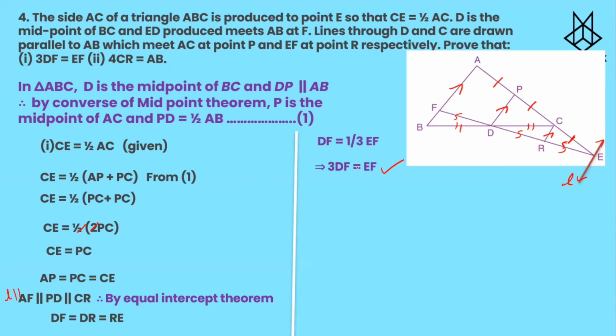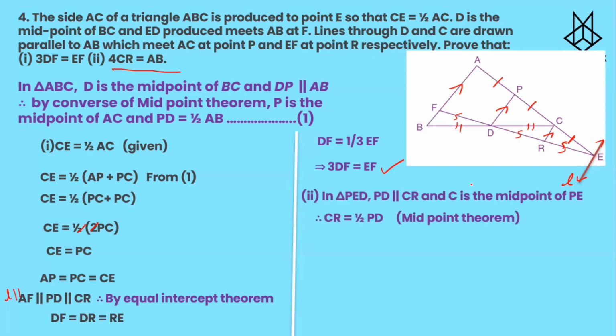Now, moving to the second part, to prove 4CR is equal to AB. Let us look at the triangles wherein the lines are parallel. We use the midpoint theorem for that. So, we have PED. We are looking at this triangle PED.